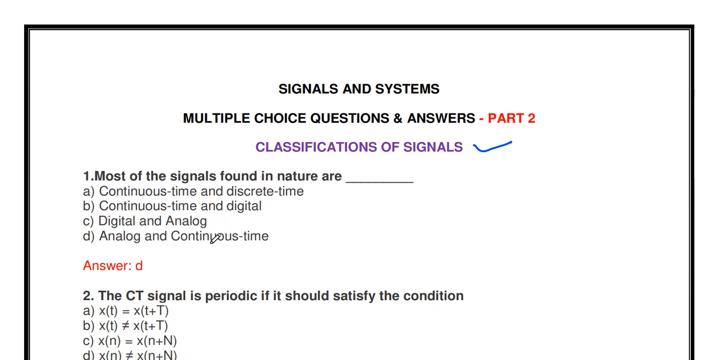Then the fourth one, analog and continuous time. Yes, analog means it is also a continuous time signal. A continuous time, continuous amplitude signal is called an analog signal. So most of the signals found in nature are of which type? Analog and continuous time signals. So the answer is D.